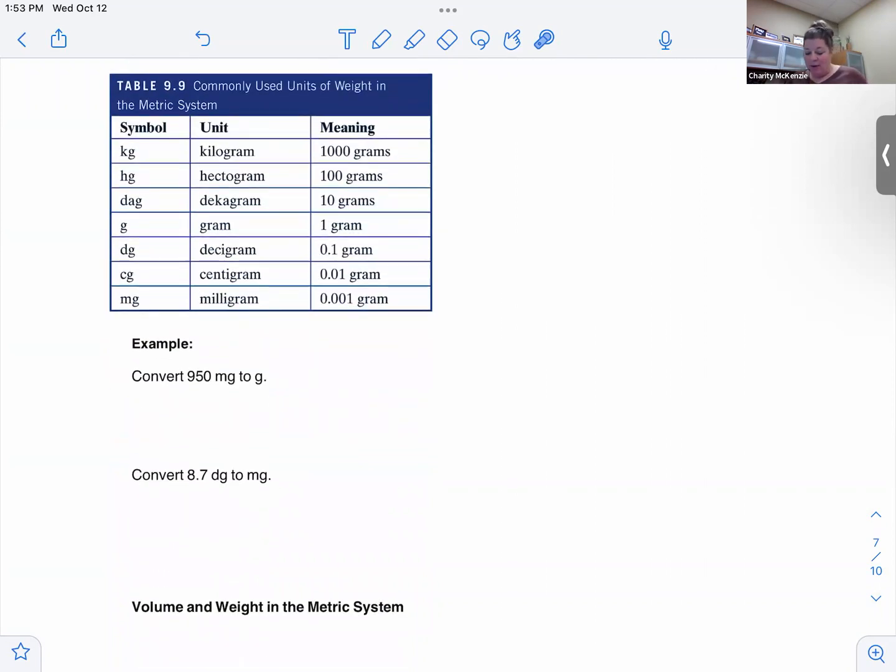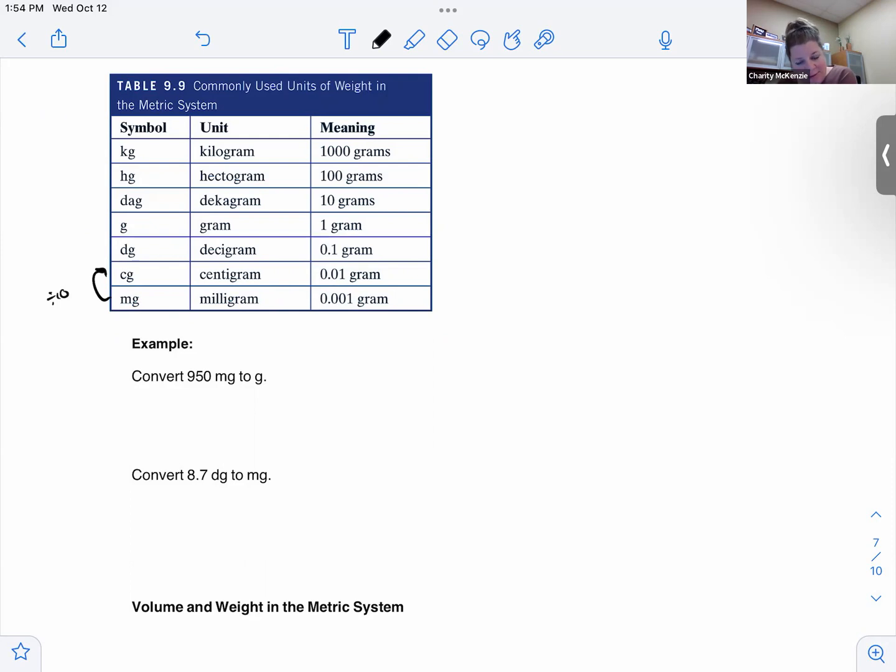What if we have 950 mgs? So mgs are right here, a milligram. It's super little, and we want to convert it to a gram. So I'm going to have to move up 1, 2, 3. Do you remember what you do when you're having to go up? You're going to divide by 10.